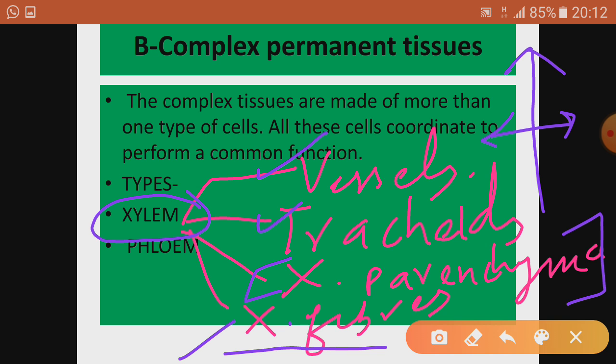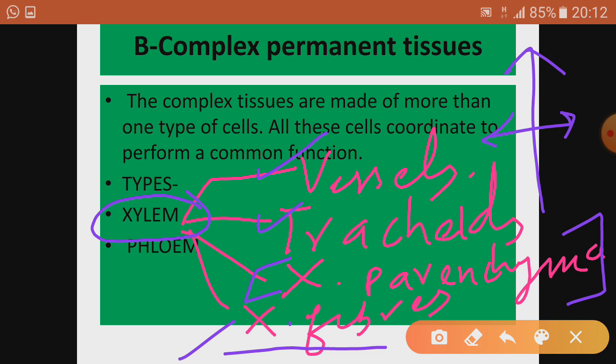Xylem is a tissue which is made up of four different kinds of cells. Can you name the four different kinds of cells? One, vessels. Second, tracheids. Then xylem parenchyma, xylem fibers. Vessels and tracheids help in conduction of the water. Xylem parenchyma also helps in conduction of water, but sideways, laterally. And xylem fibers give mechanical support to the plant.